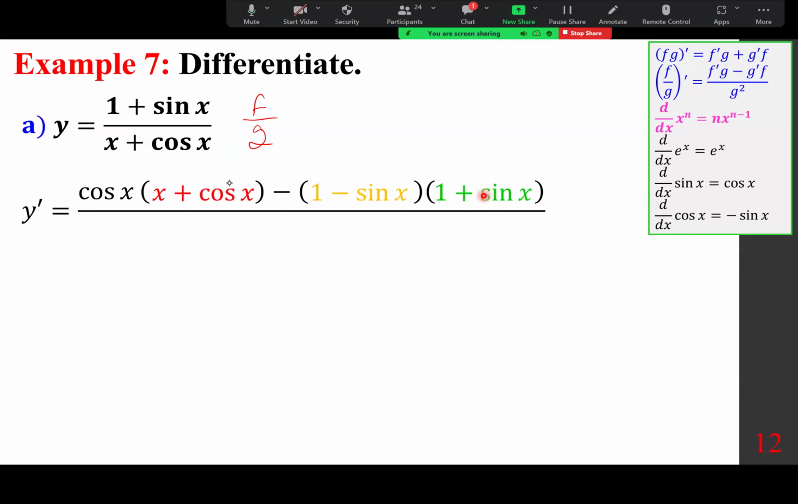And all you have to do, just repeat the same thing here, g, and square it. So put this in a parenthesis and square it. That's it. You are done with calculus. We are going to simplify f prime g minus g prime f over g squared. We're done with calculus. We are going to simplify.